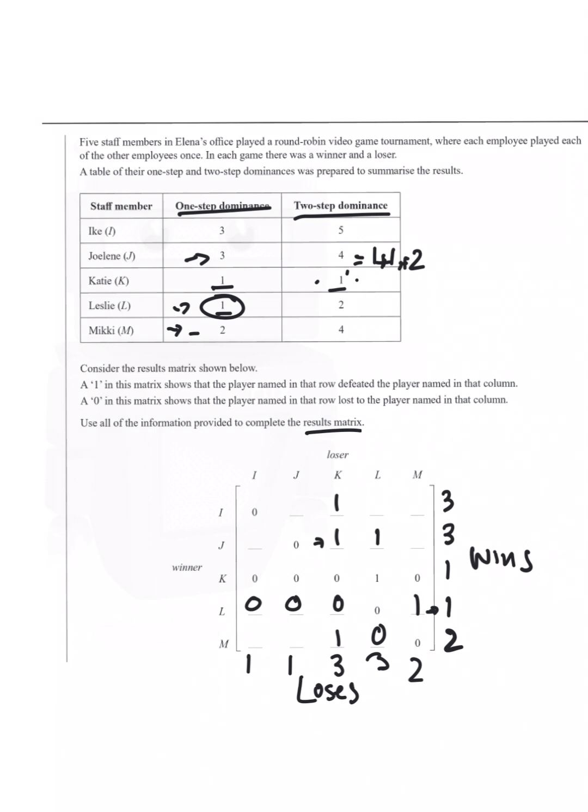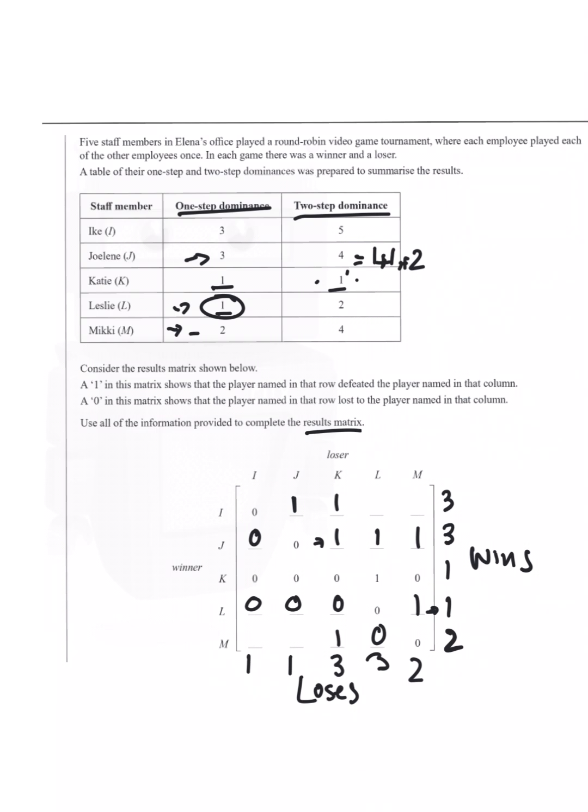Jolene beat Leslie and beat Mickey, which means because this adds to 3, that's a 0 there. Then from here, you're just filling this out as we go. So Jolene, that means Ike lost to Jolene. I've done the Ike and Leslie. Ike, I'll just do it with a highlighter. Oh, my bad, I just rubbed it out. Sorry.